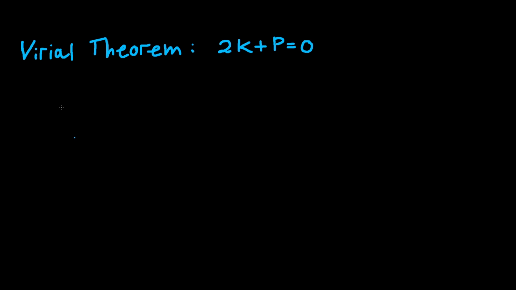The Virial theorem states that for a stable self-gravitating spherical distribution of equal mass, which we can approximate the nebula to be, the gravitational potential energy, so P, is equal and opposite to twice the kinetic energy, 2K.